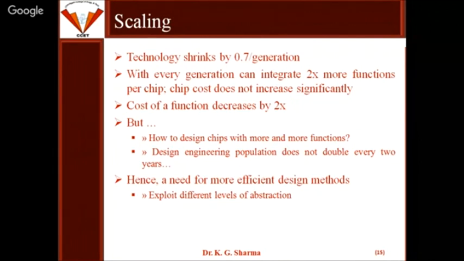So the cost of a function decreases sometimes by 2, but how to design chips with more and more functions, that is the basic aim, the basic goal of scaling. The design engineering population does not double every 2 years in the present scenario. So the basic question is how we can achieve it, and this is the major task nowadays. Hence a need for more efficient design methods which exploit different levels of abstraction is the main motto of the engineers and the designers.